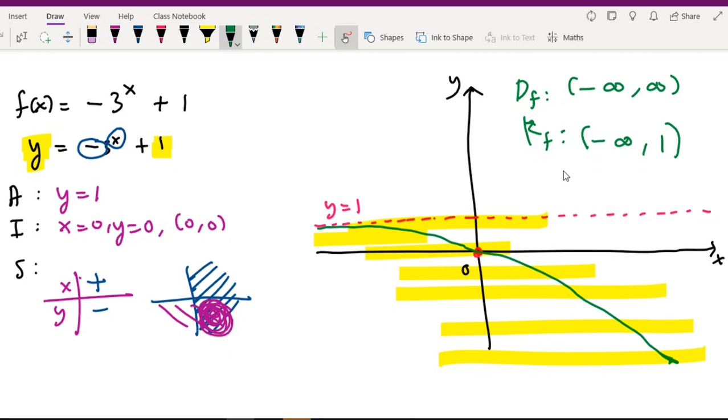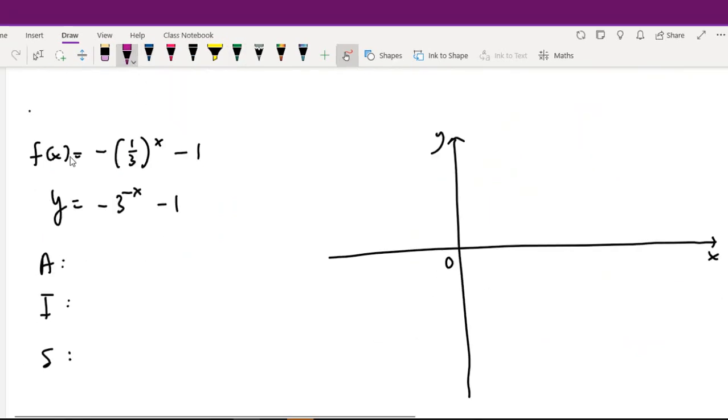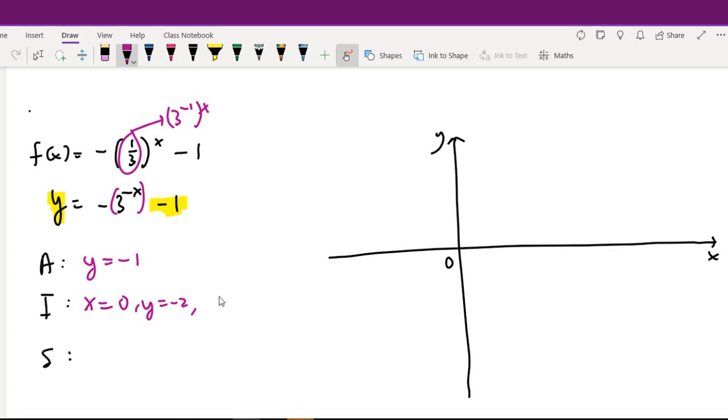For this example, the function is y equals negative 3 power negative x minus 1. So the asymptote is y equals negative 1. When x is equal to 0, 3 power 0 is 1, negative 1 minus 1, so y is equal to negative 2. The point is 0, negative 2.